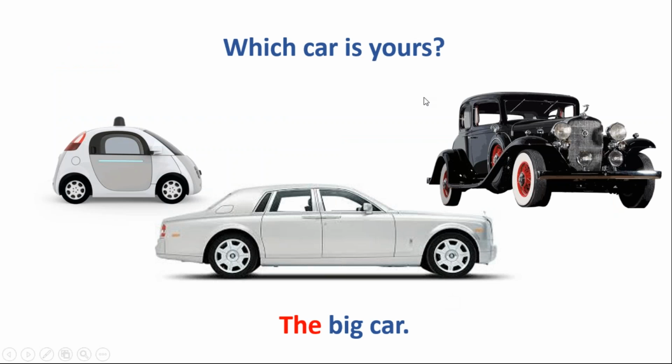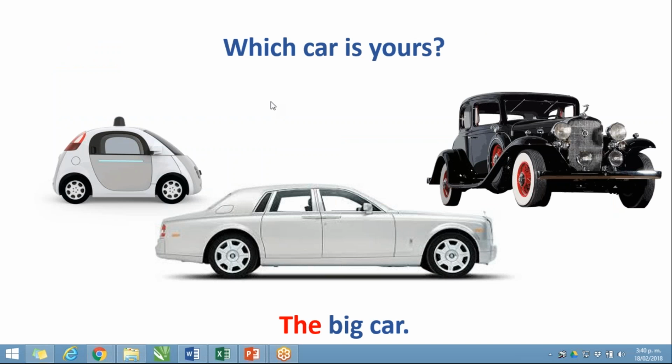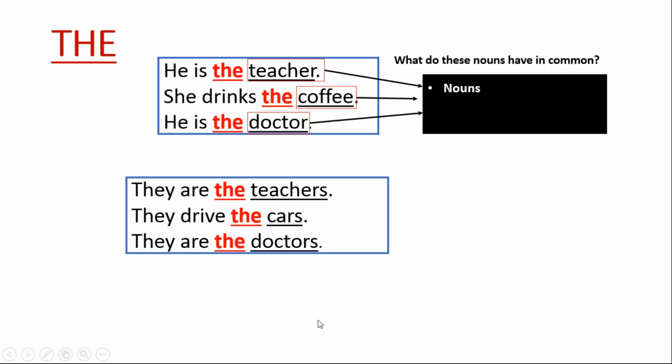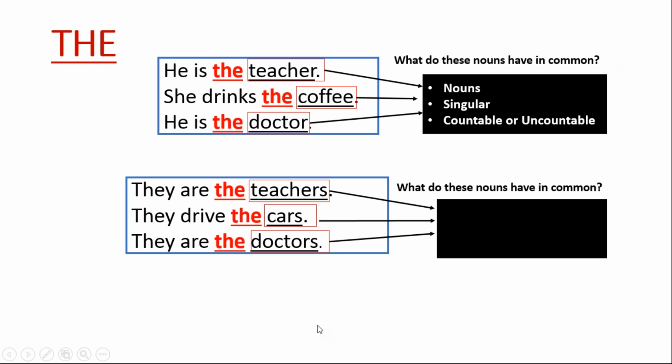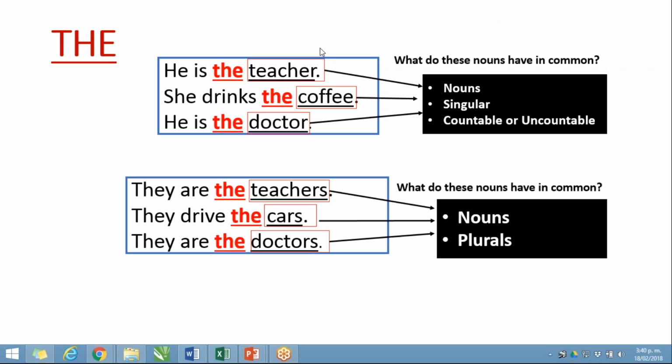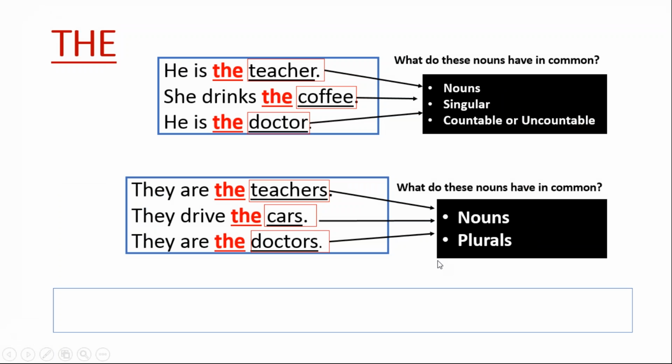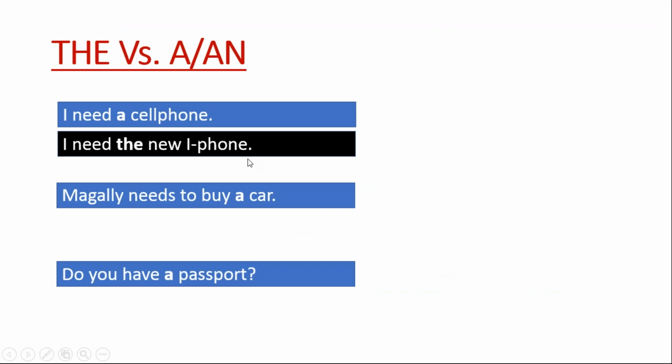And remember this. Which car is your car? Which car is yours? Okay, here I have the big car. So what is the difference? Look at this. Basically, the difference is, okay, I could use the with nouns. Okay, en ambos casos igual, que sean en plural o que sean en singular y que sean contables o incontables. Quiere decir que el the puede ir con cualquiera en realidad. ¿Ok? Con cualquiera. Pero ¿cuál es la diferencia?